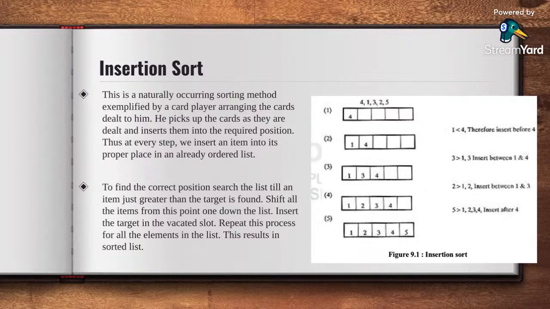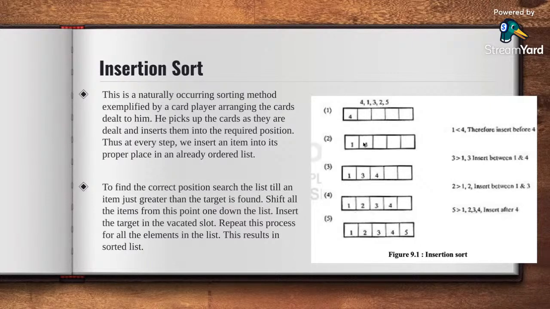So when we have to insert an item in a sorted list in the real world, we traverse through the entire list until we reach an element which is just larger than the one that we need to insert. Then shift all the items from this point one down the list, towards the right. Insert the target in the vacated slot. Repeat this process for all the elements in the list. The result is a sorted list.